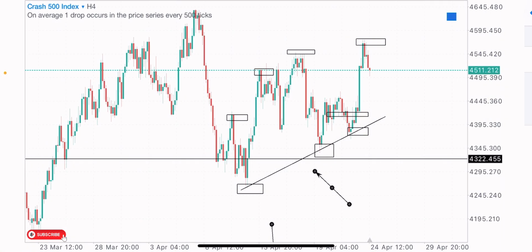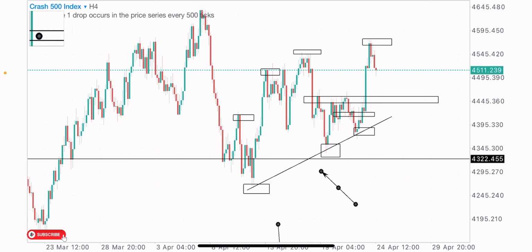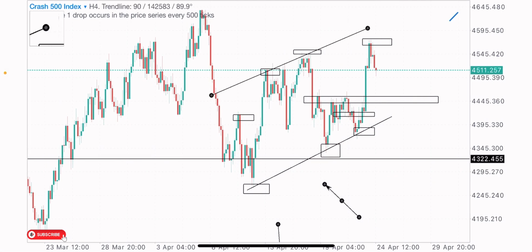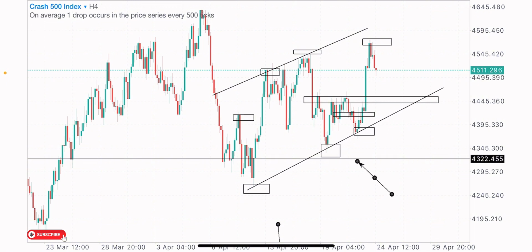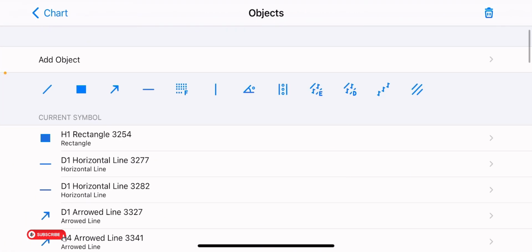So I could simply look out for trade opportunities on price getting to this zone, buy opportunities on Crash 500 index on price getting to that level. So that's my view and market analysis on Crash 500 index. So let's see what happens. Let's patiently wait for price to give the sells to this zone for the buyers and confirming that level.